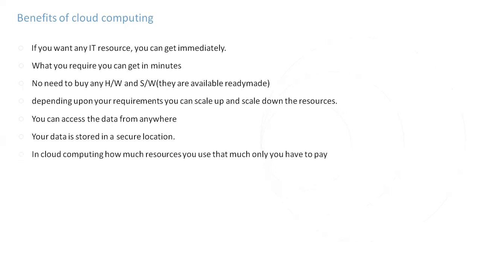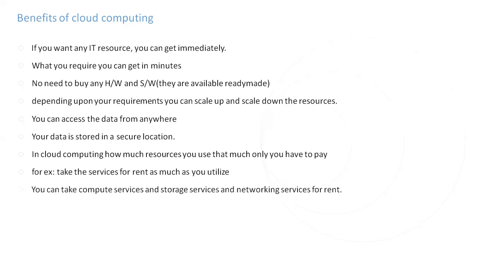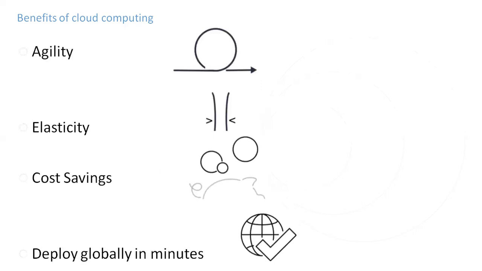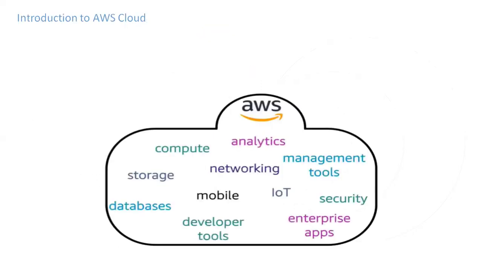And the next advantage, guys, in cloud computing, how many resources you use, only that much you have to pay. It means you are not required to pay for all the resources, only for those resources you are using. Think of cloud computing as taking the service for rent as much as you are utilizing. You can take a compute service, a storage service, a networking service for rent. So these are the benefits: agility, elasticity, cost saving. These are benefits of AWS cloud computing.